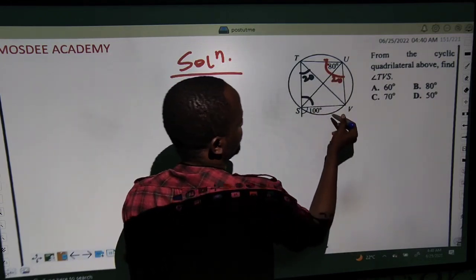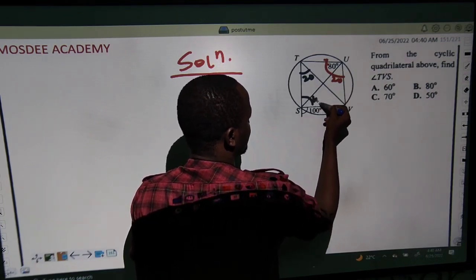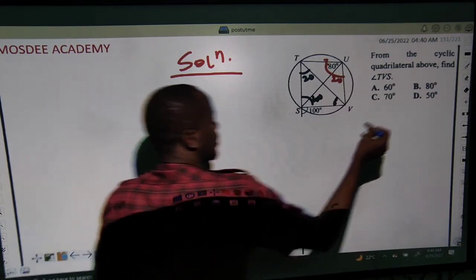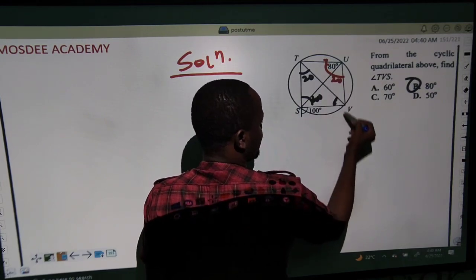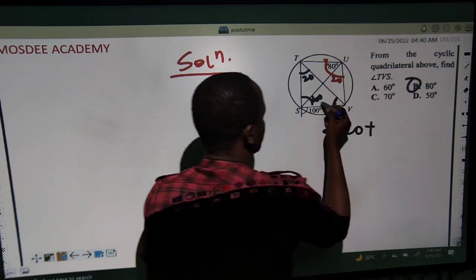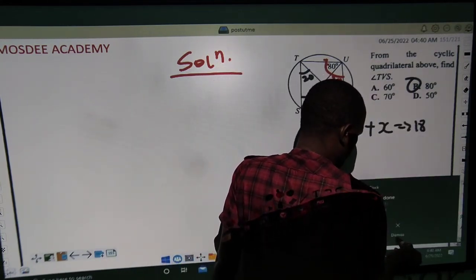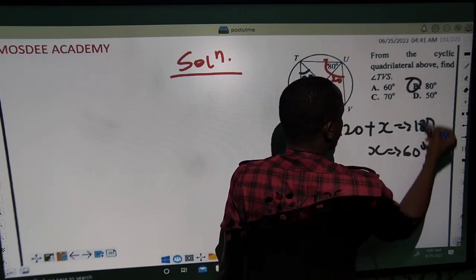So 20, I'm coming to the one with TVS. See 20, 100, and the remaining angle is what? 80. That's one angle at the same segment. 100 plus 20 plus what will give you 180? 120 plus 60, sorry, equals 180. Sorry guys. Then x is equal to 60. So 60 is the answer.